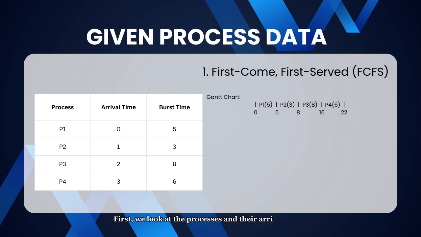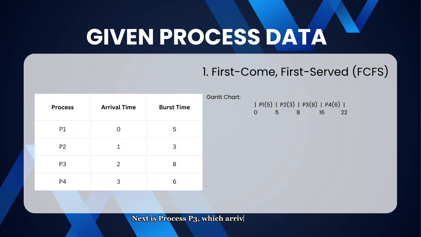First, we look at the processes and their arrival times. Since FCFS schedules processes based on who arrived first, we begin with process P1, which arrives at time 0. P1 runs for 5 units of time, so it starts at time 0 and finishes at time 5. By time 5, the processes P2, P3, and P4 have all arrived. According to the order of arrival, process P2 is next. P2 starts at time 5 and runs for 3 units of time, finishing at time 8.